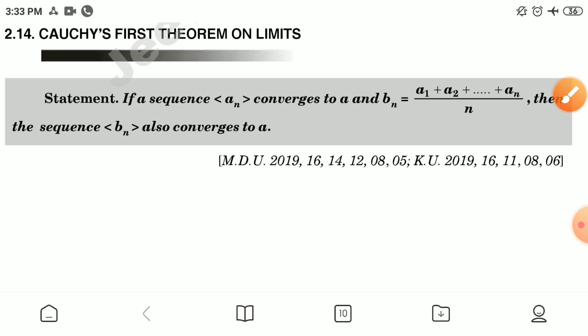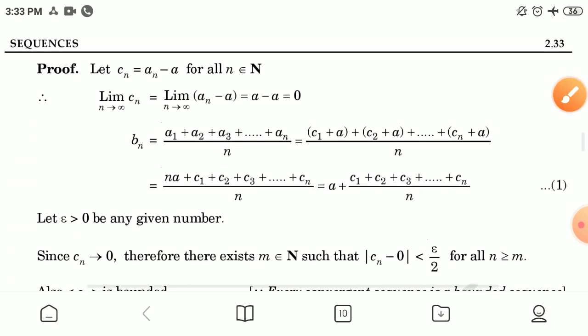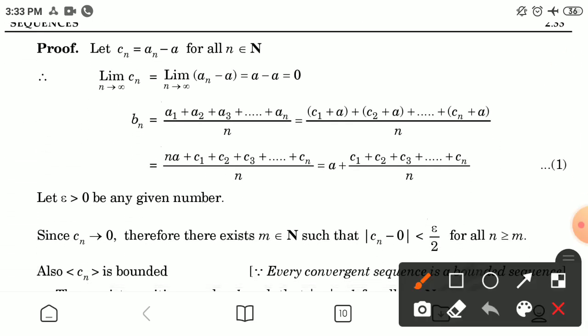Now the next result, Cauchy's first theorem on limits. If a sequence a_n converges to a and b_n is equal to the sum of n terms divided by n, then the sequence b_n also converges to a. Important result. Taking the proof: let c_n equal a_n minus a for all n belonging to N. Therefore, the limit as n tends to infinity of c_n is equal to the limit of a_n minus a, which is equal to 0.